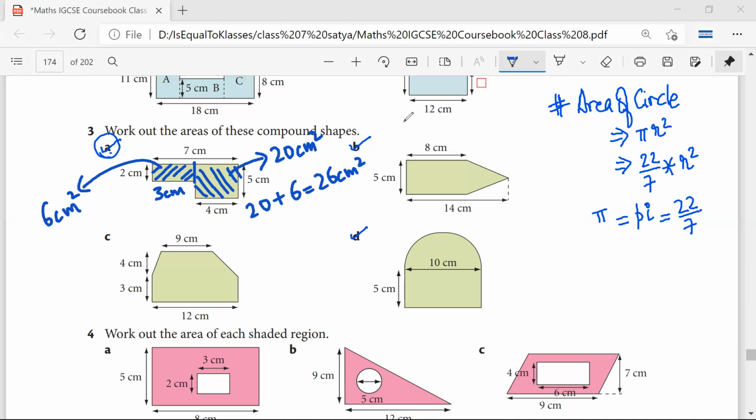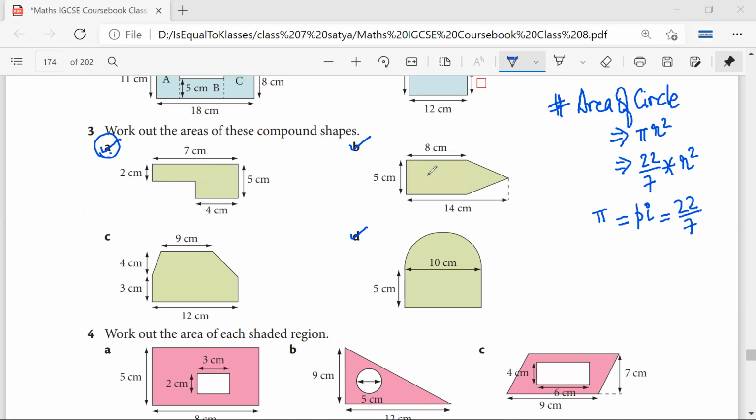Satya, any doubt? No. Satya, how to do B part? Sir, I divided the shape in two parts.